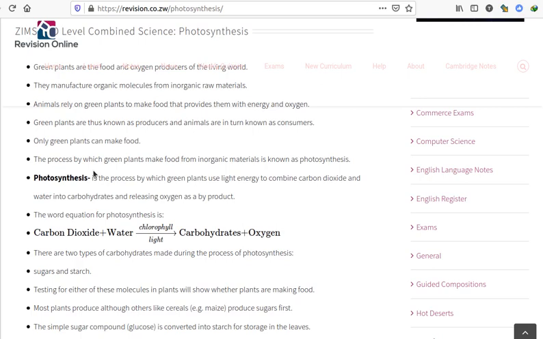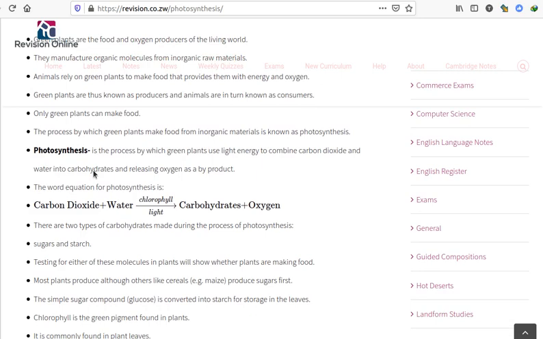Only green plants make food. We will talk about why we are keeping on emphasizing the part green plants, right, in a second, right? The process by which plants make food from inorganic materials is known as photosynthesis.